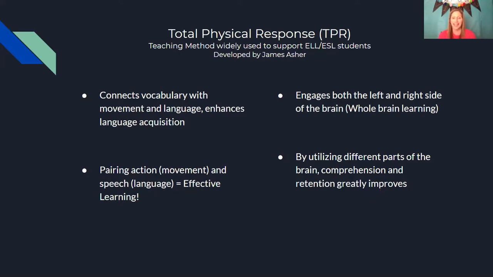So total physical response connects vocabulary and language, and it enhances language acquisition. So this is where the teacher would pair a movement and a language. So you're pairing these things together to teach, and this is a very effective strategy. So it engages the whole brain, both the left and right side. So there's that whole brain learning again, and by utilizing the different parts of the brain, comprehension greatly improves, and retention of content, information, and material also improves.